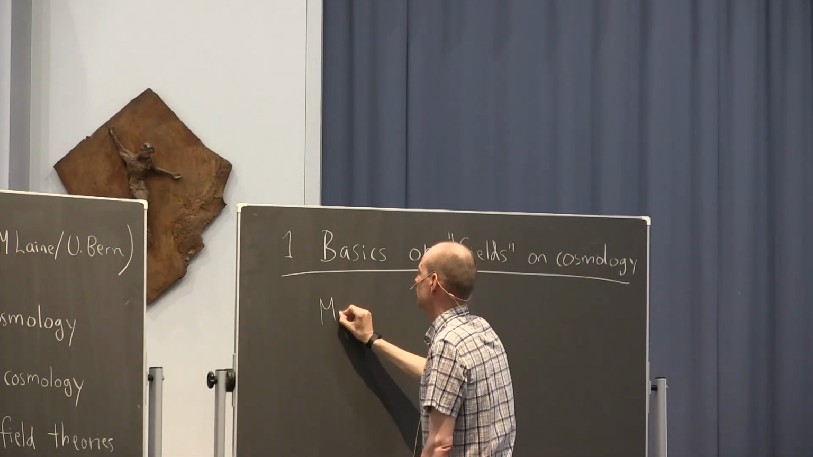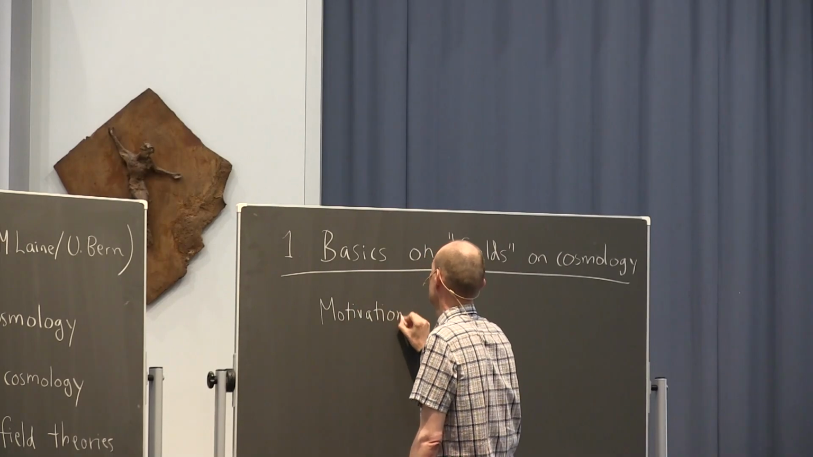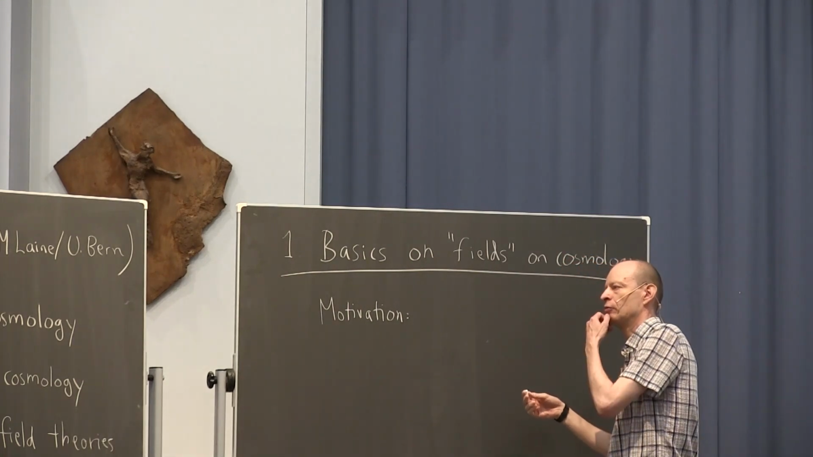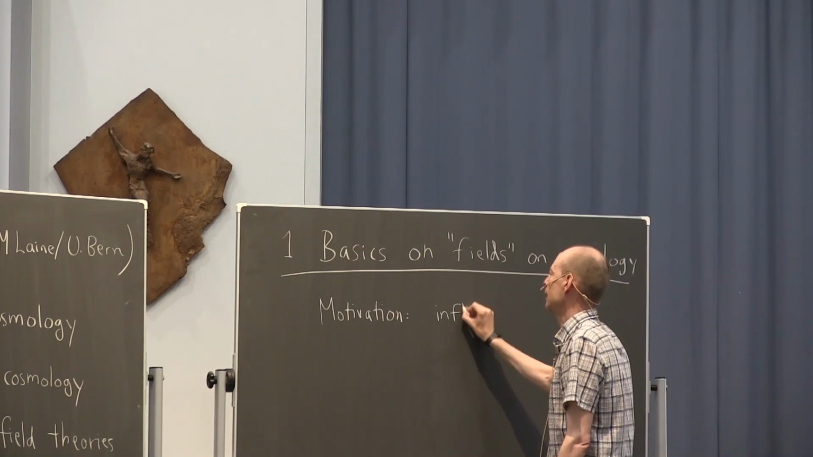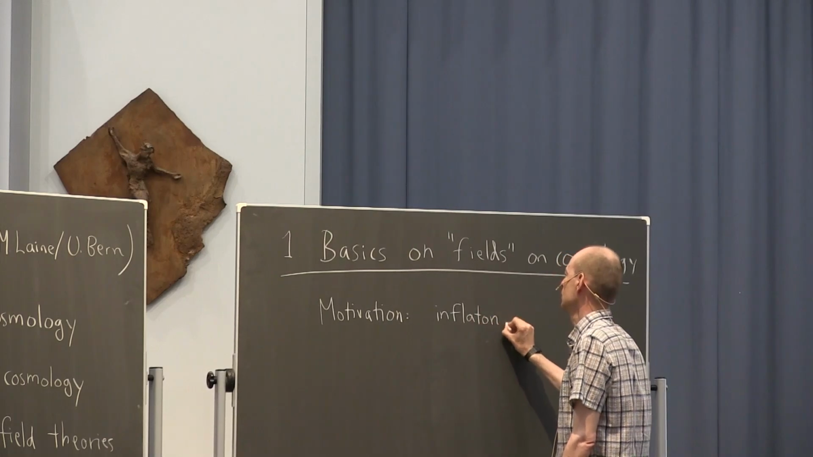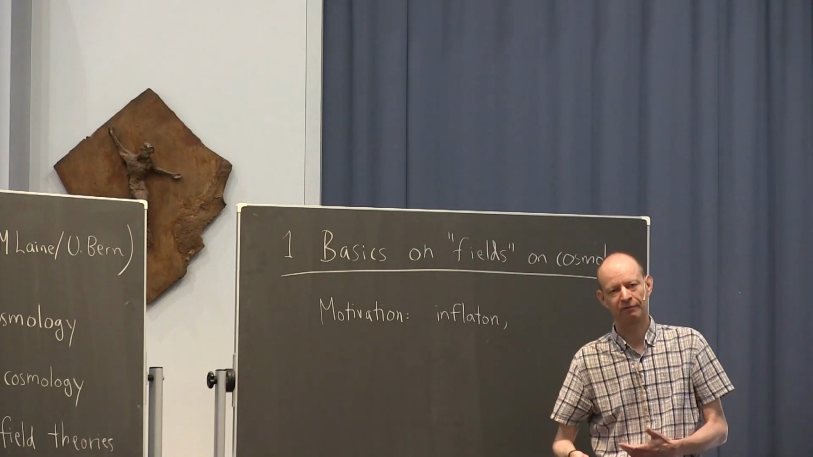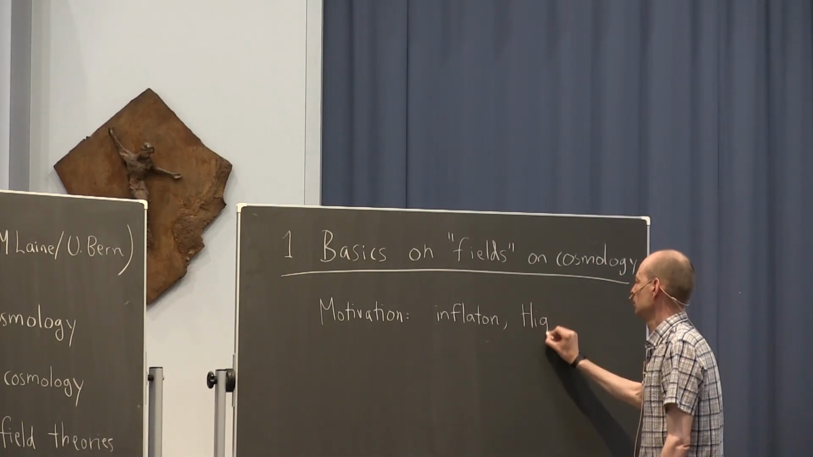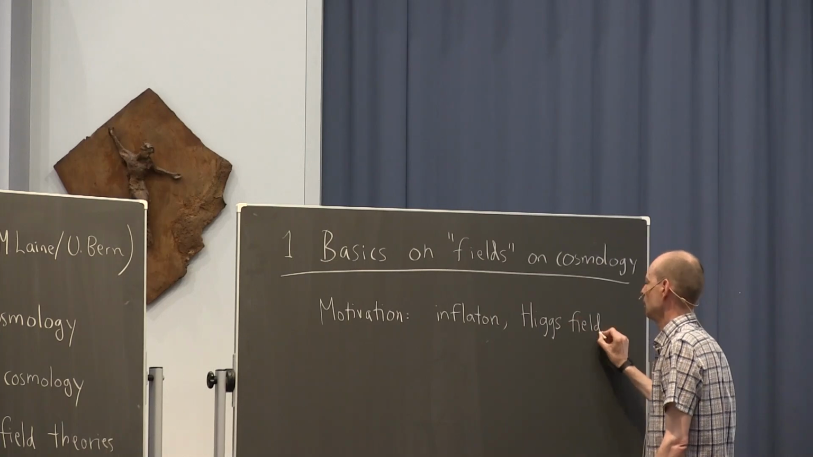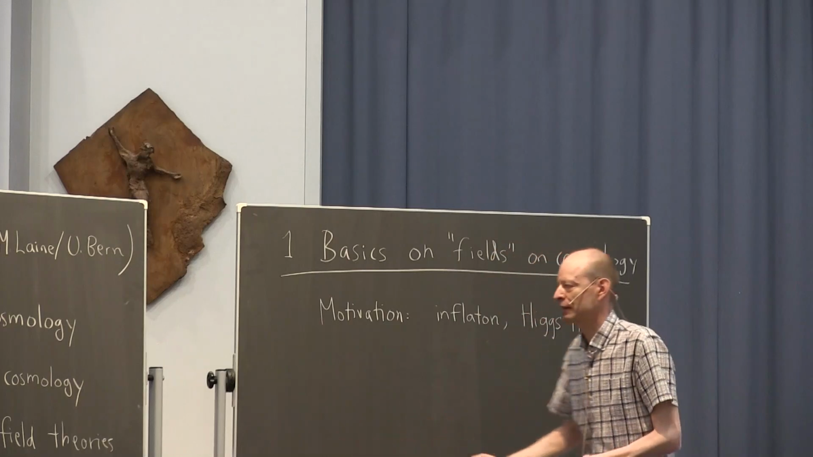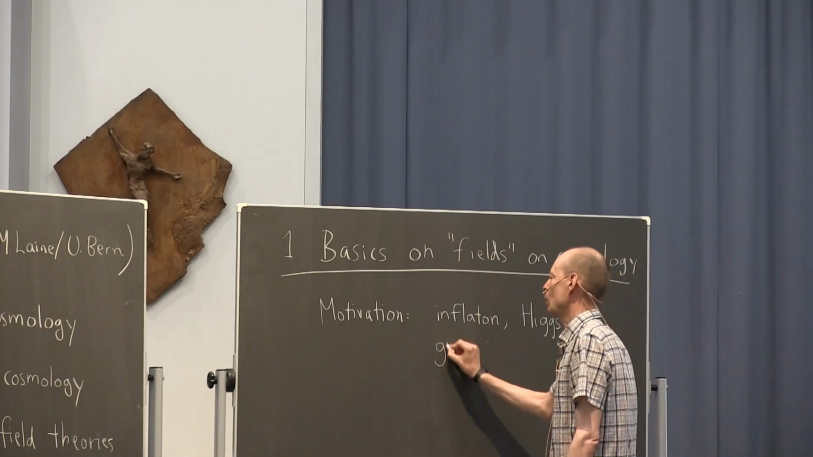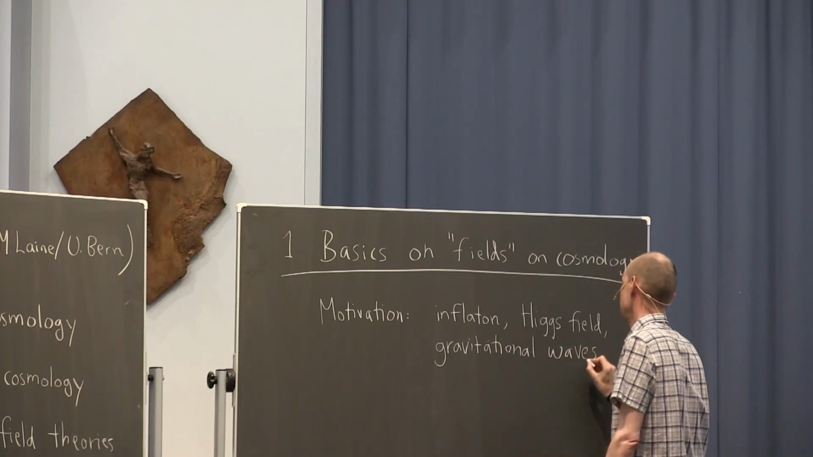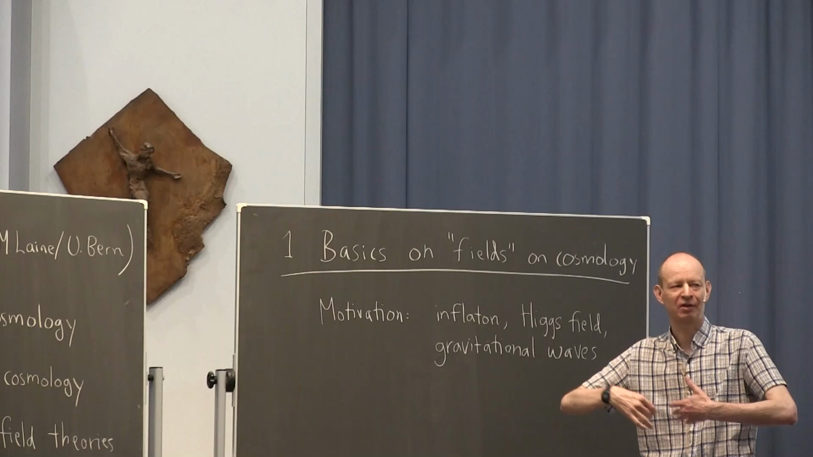The motivation is that some problems are usually thought of in terms of fields. For instance, in inflation we talk about an inflaton field. In cosmology, when we talk about the Higgs phenomenon or the electroweak phase transition, usually we think about the Higgs field, in particular its expectation value, as a classical field. Then one could say that gravitational waves, as long as we don't have a quantized theory of gravity, are in some sense classical waves.